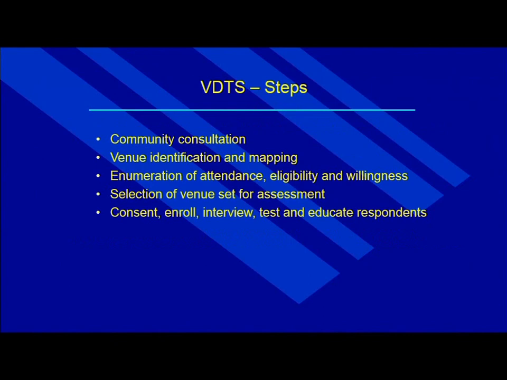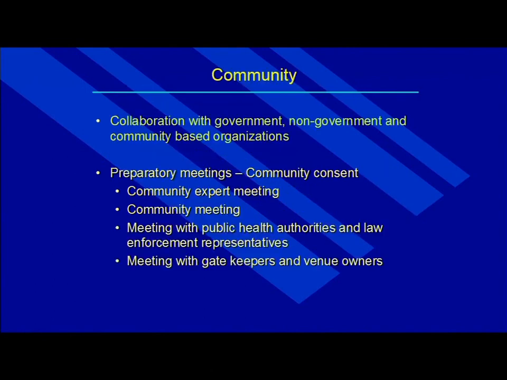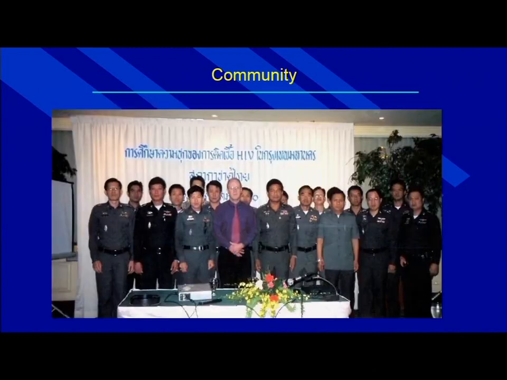What we do also in this method, and which is very important, is community consultation. After that we go on with identifying venues. We enumerate the people that come there, how many come there, and how many are eligible and willing to participate in our work. And finally we select a venue set for assessment. Then we go out to consent, enroll, interview and test, or if that is applicable, educate people as well. Community consultation includes collaboration with the government, and I'll show you a slide about that, with non-government and community-based organizations. That is all important to do before we get on to doing our research.